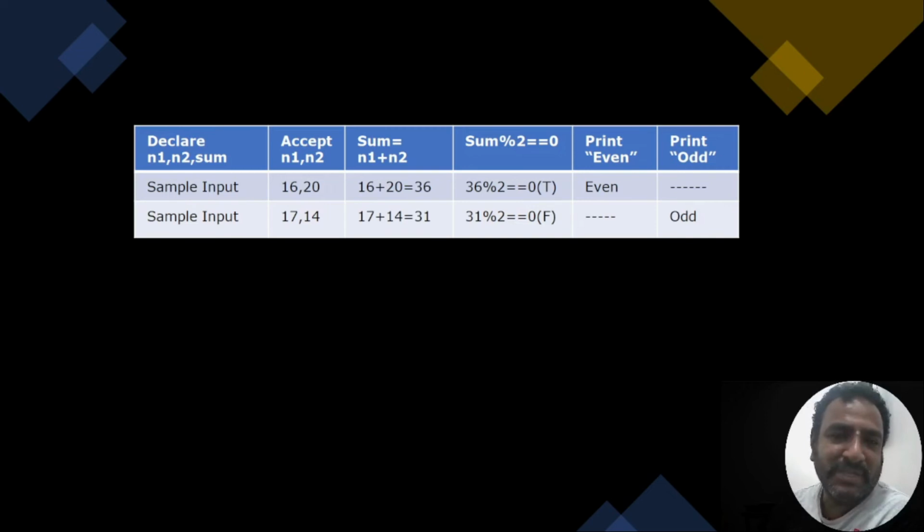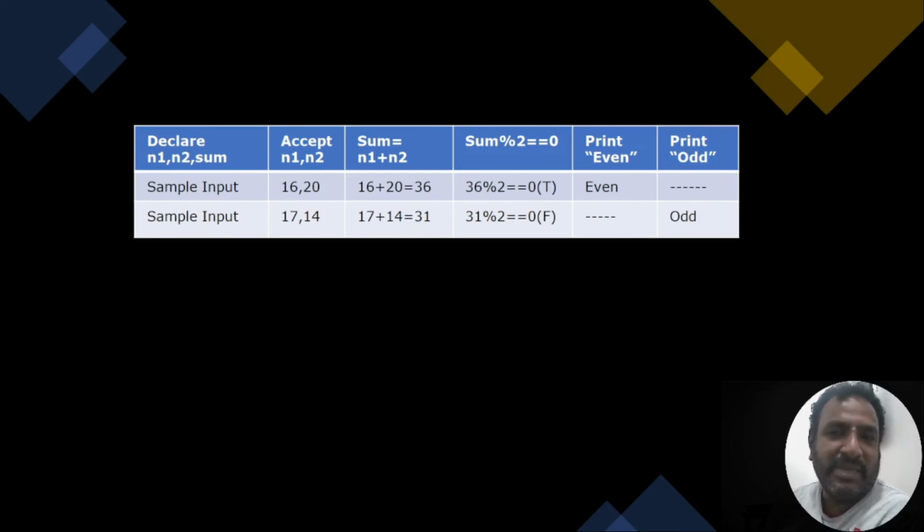In the next step, the sum is calculated. That is 16 plus 20, it becomes 36. Next, the condition is verified whether 36 is divisible by 2 or not. That means if I divide 36 by 2, you are getting the remainder 0 or not. If it is 0, it will display even. Otherwise, the control goes to odd. So if I divide 36 by 2, definitely you are getting the remainder as 0, because 2 18s give 36.